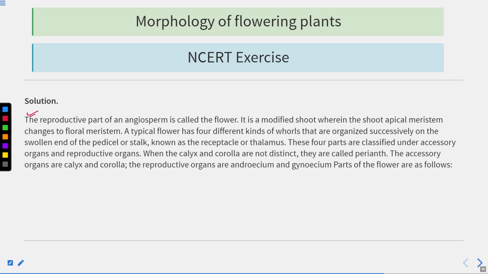The reproductive part of an angiosperm is called the flower. Okay, so what is the meaning of the flower? The reproductive organs are present in the flower. It is a modified shoot wherein the shoot apical meristem changes into floral meristem. And the typical flower has 4 different kinds of whorls that are organized successively on the swollen end of the pedicel or stalk, known as receptacle or the thalamus.